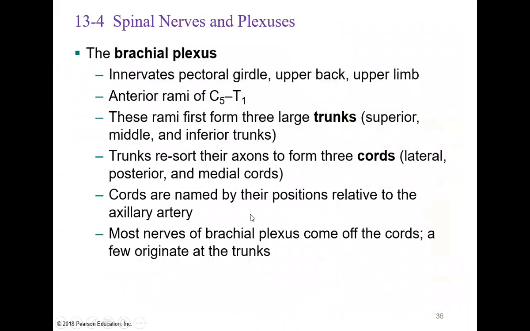And then brachial plexus. Now this one is quite complicated, okay? There's a lot of detail and specificity to the brachial plexus. So definitely you want to remember that this is C5 through T1. Okay, we said pectoral girdle, a little bit of upper back, and then upper limb. The rami first form what we call trunks. So we're going to have this successive breakdown of different terms in order for us to create this terminology.